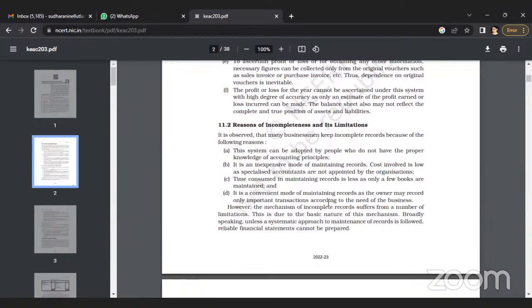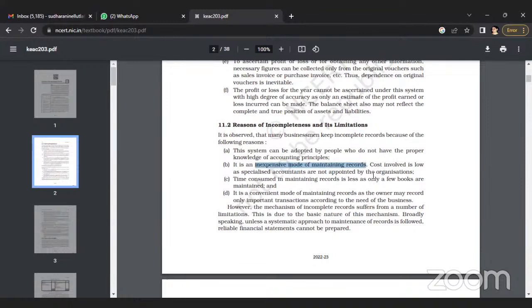And why don't they maintain records as per the double entry accounting system? First of all, the businessmen who are under the single entry sole trader form have no knowledge of accounts. The size of the business is small, and the volume of business activities is also small. So they cannot afford an accountant. The next reason is an inexpensive mode of maintaining.